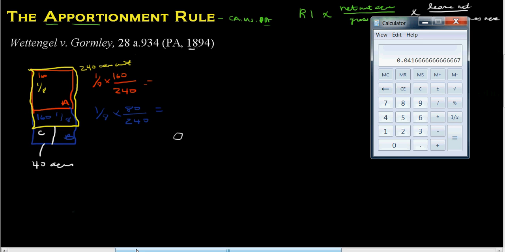So let's do the math here. This is 0.125 times 160 divided by 240, the net acres in the unit divided by the total unit. Okay, so A's interest is going to be this 0.08333.